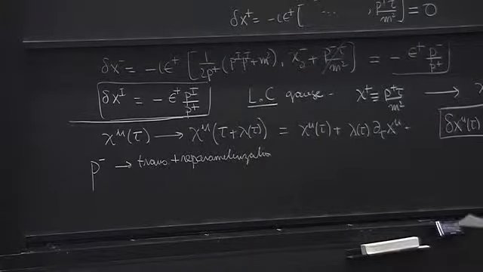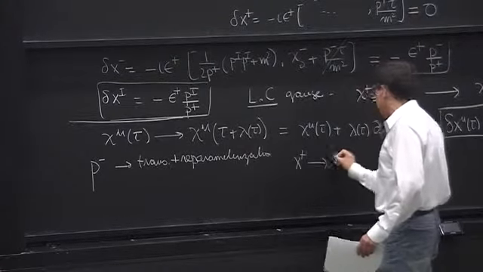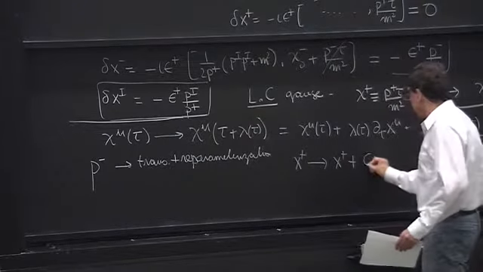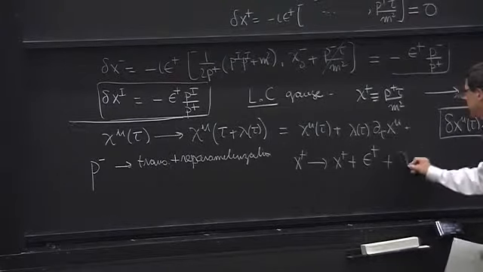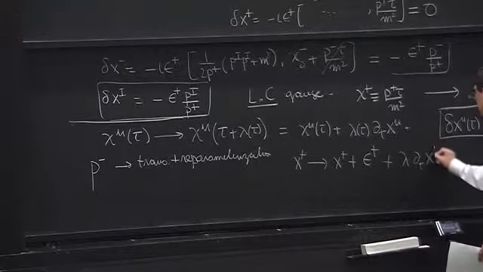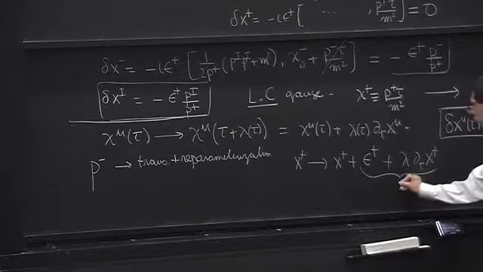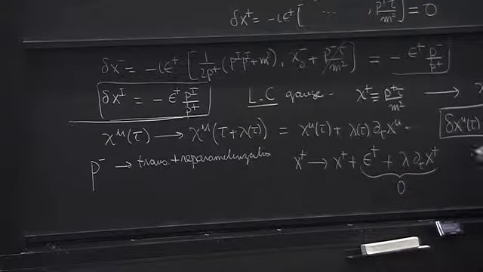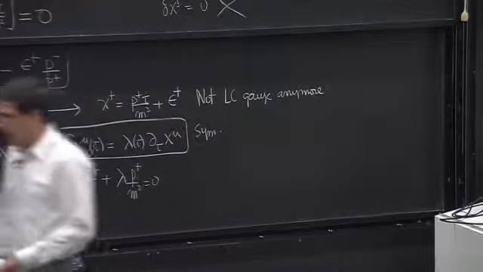So if it takes x⁺, we'll take it to x⁺ plus ε⁺. That would have been the translation, but then it reparameterizes it, so it adds λ ∂_τ x⁺. And this whole thing, to keep the light-cone gauge, should be 0. So from this, we have that ε⁺ plus λ ∂_τ x⁺, which is p⁺ over m², should be 0, and that determines λ for us.